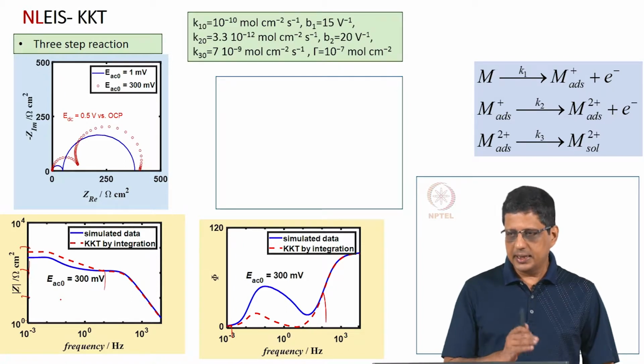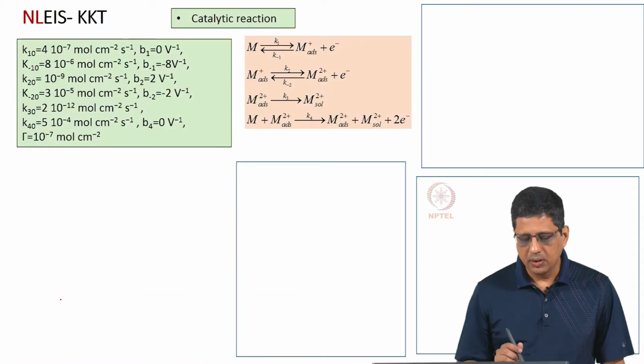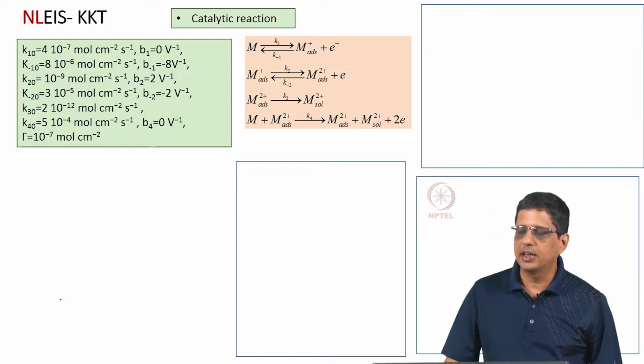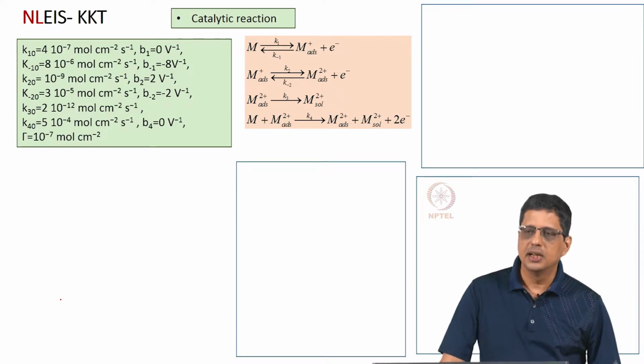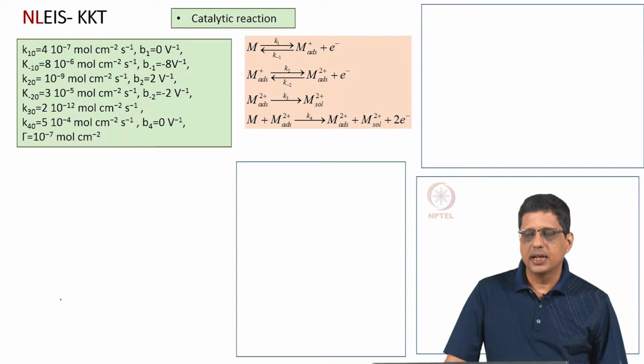1 millivolt data is KKT compliant, you have to believe me in that. And linear KKT definitely detects, whenever the KKT by integration detects, linear KKT detects. Even when KKT by integration does not detect the non-linearity, linear KKT detects the non-linearity, it is just that the sensitivity is less.